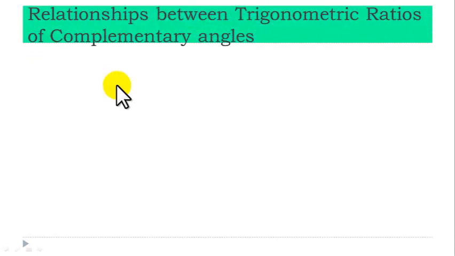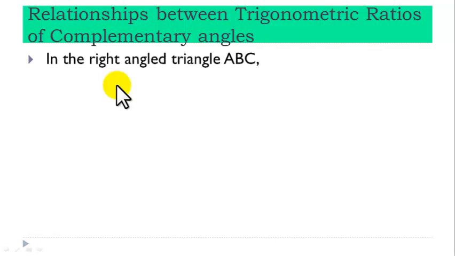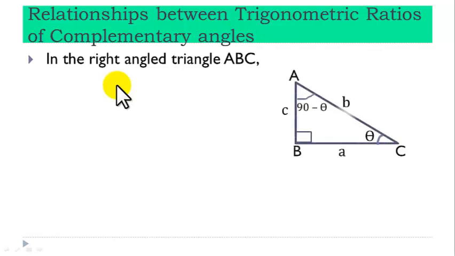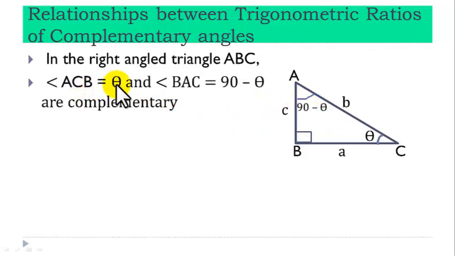Relationships between trigonometric ratios of complementary angles. In the right angle triangle ABC, that is in this triangle, if this angle is theta, then this angle is 90 minus theta. That is, angle ACB equal to theta and angle BAC equal to 90 minus theta are complementary angles. Two angles are said to be complementary if their sum is equal to 90 degrees.